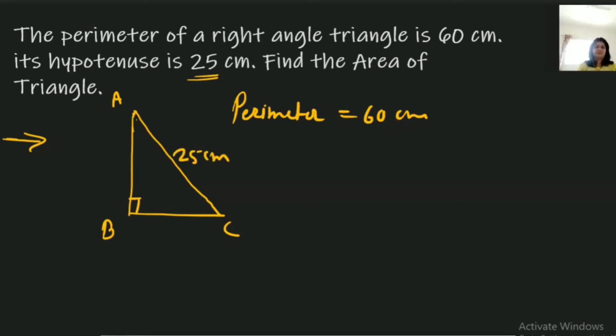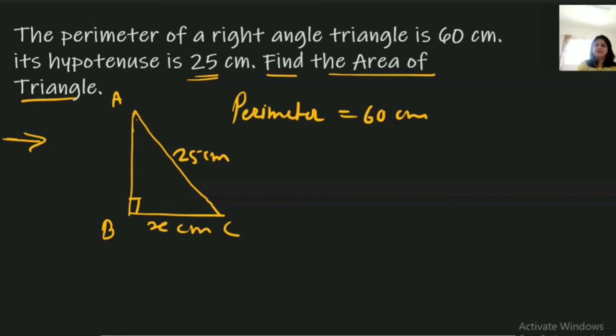I'm substituting here AC as 25 centimeter, but we don't know how much BC and how much AB is, right? So for finding BC and AB, we need to substitute at least one side as X. So I'm going to substitute X centimeter to BC, which is the base of the triangle. Now, what is the main required thing? The main required thing is the area of the triangle.